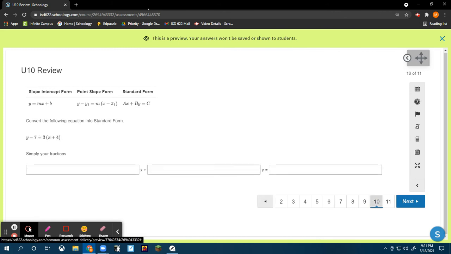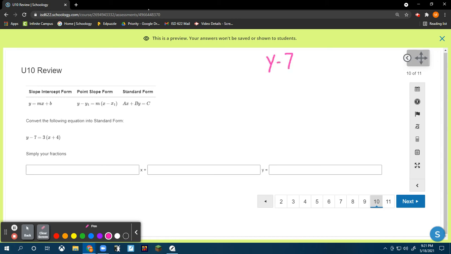2 more to go. Number 10, we want to go from point slope form into standard form. This is going to be a 3-step process. We're going to do basically the 2 steps that we did from our first problem and the 3rd step, which will be the one we did in our last problem. So we're going to start with y minus 7 equals 3 times x plus 4.